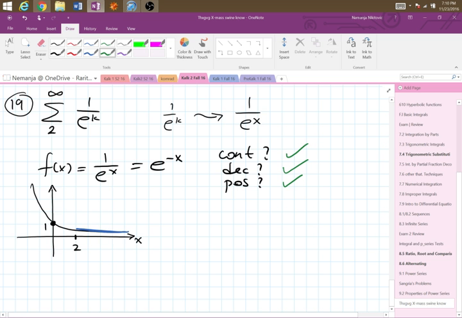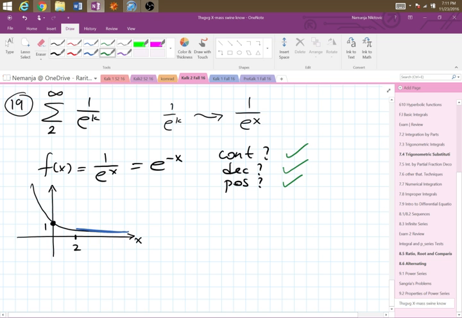Decreasing. You need to show that the first derivative is always negative on the domain you need, in this case 2 to infinity. All I need to do is take the derivative here. Well, that's easy. It's negative e to the negative x. There's a negative in front of it, right? All of the values are negative. The derivative is negative. It's always decreasing. Awesome. Moving to the next one.